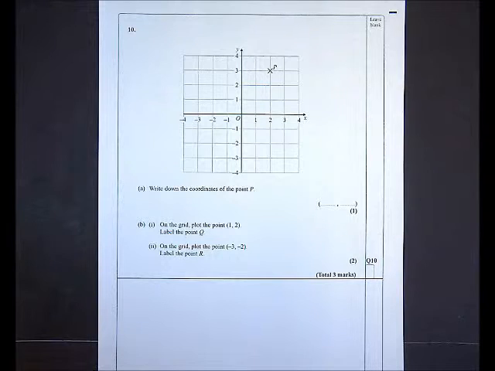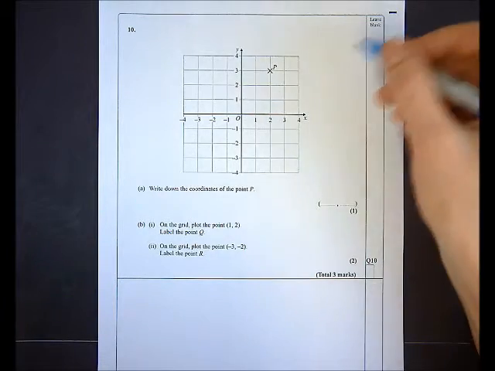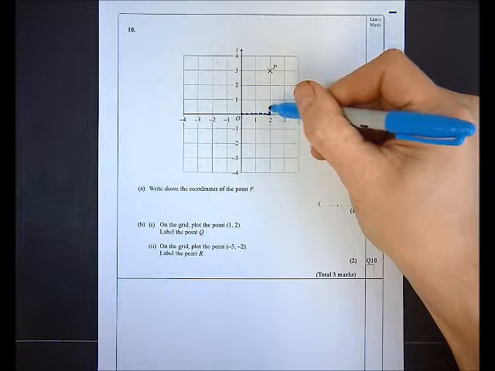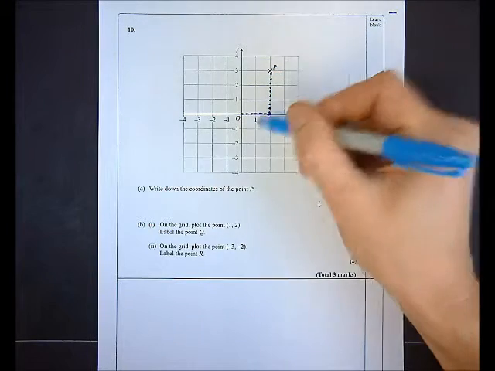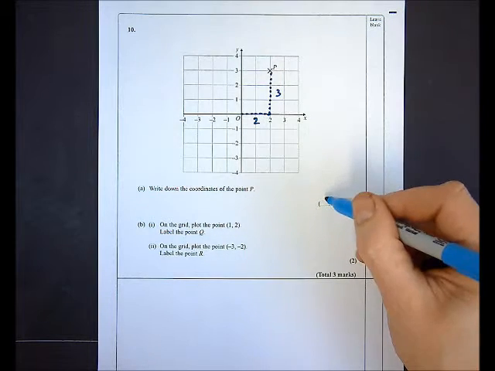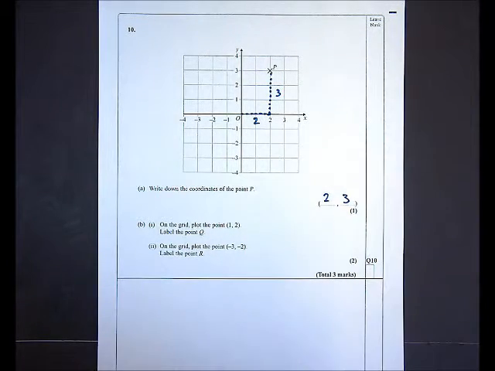On question number 10, I'm given a coordinate grid, and in part A, I'm just asked to write down the coordinates of the point P. So I go along the corridor and then up the stairs. So along the corridor and then up the stairs, and I've gone 2 across and 3 up. So 2 across and 3 up. So my coordinates are 2 and 3.